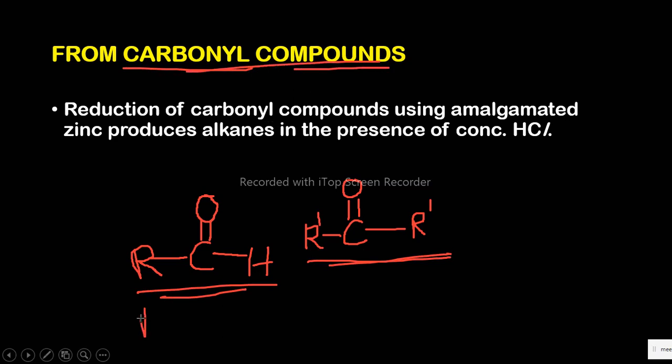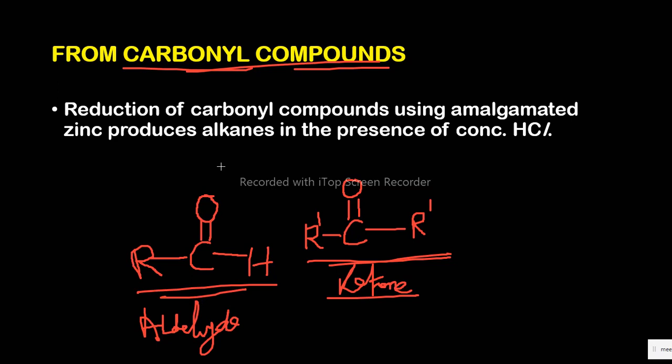And this one is an aldehyde, and this one is a ketone. Now, we can prepare alkanes from carbonyl compounds. If we reduce this carbonyl group, take it away, and then add hydrogen atoms on this carbonyl carbon. And how shall we do it?